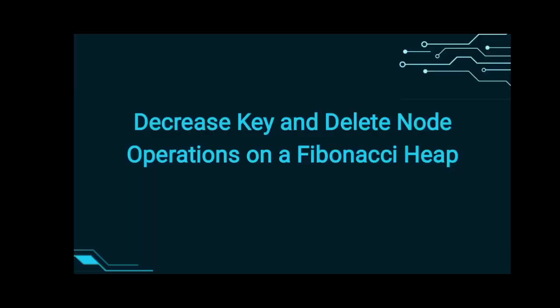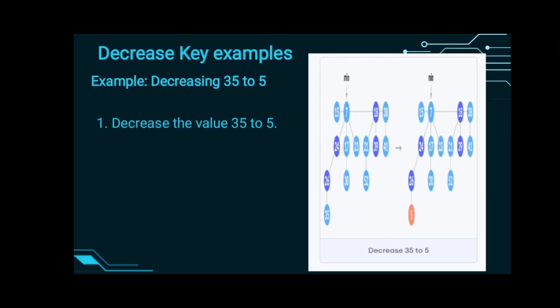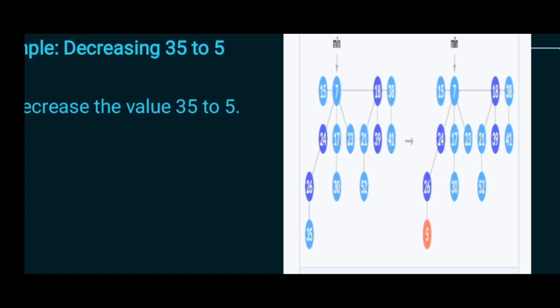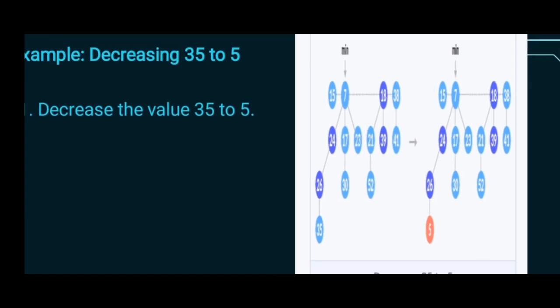My name is Margaret Yarigan, and my topic for today is all about decrease key and delete node operation on a Fibonacci heap. So what I'm tackling about here today is just an example, which is decreasing 35 to 5. This is a decrease key example, actually. So the first step is decrease the value 35 to 5. So in the image, this is the image that shows a binary min-heap data structure before and after decreasing yung value node ng 35 to 5.